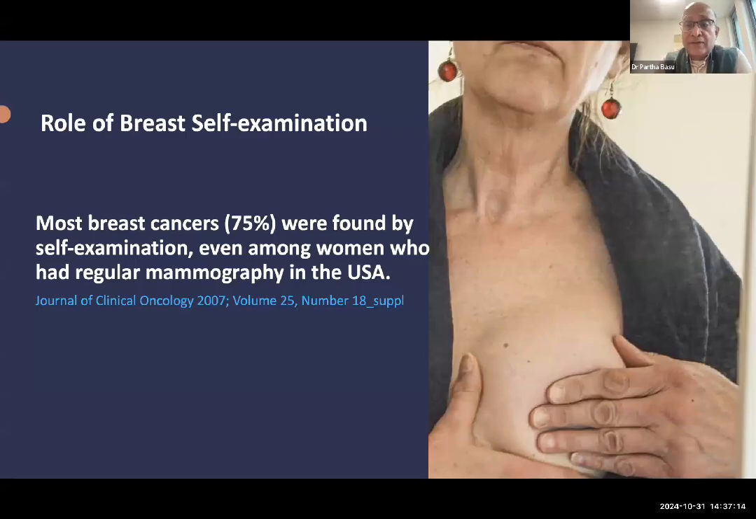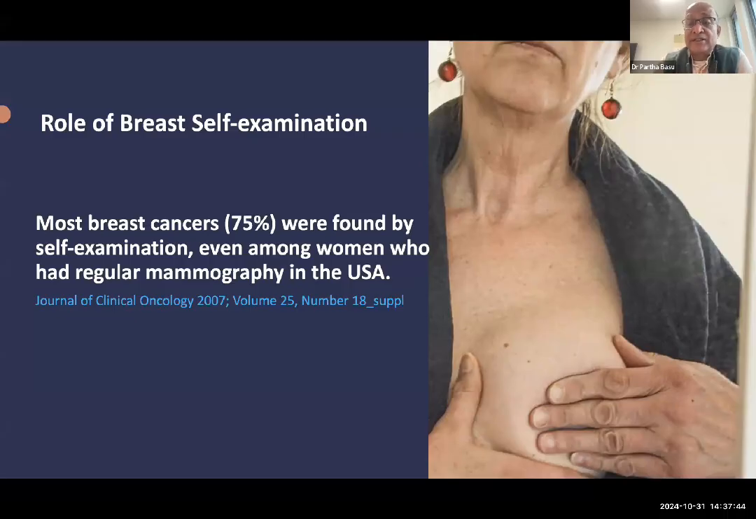Now, you have all heard of breast self-examination. We have to understand something: even in the US or in European countries having good quality mammography-based screening, 50% of breast cancers are detected by the women themselves. They palpate a lump, then they go to a doctor and the breast cancer is detected. So the women's ability to recognize an abnormality is very important.